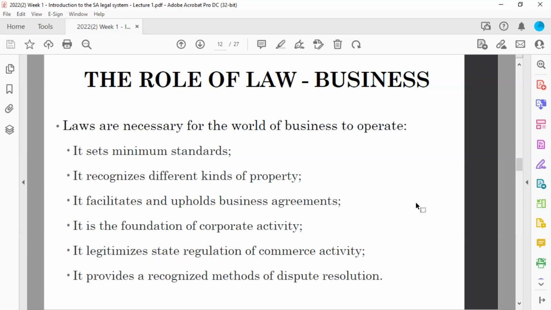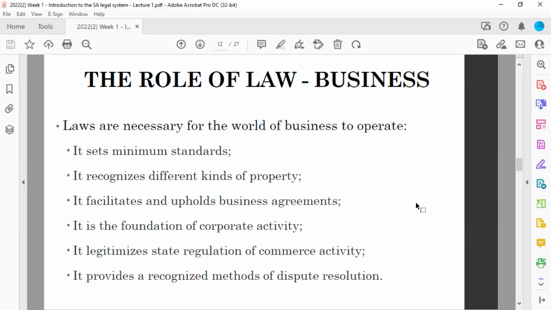Laws facilitate and uphold business agreements. So if you are unhappy about something, you don't take the matter into your own hands and fight it out like school kids. You have to go to the courts and ask the court to intervene, to find in favor of you or the other person, and to award damages.